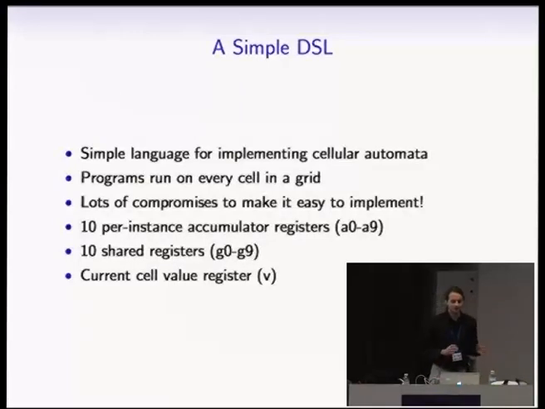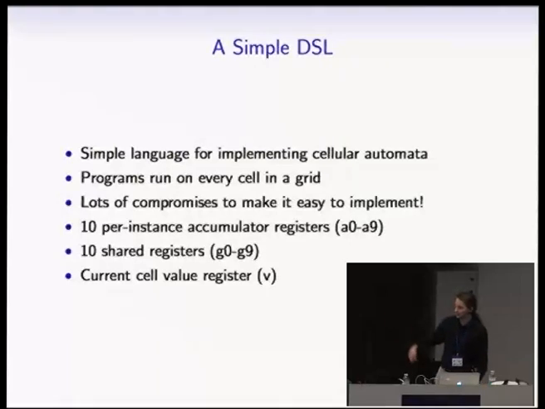So a cellular automaton is basically a grid containing values, and a program runs on each square in the grid, and it computes some value based on the current value and based on the values of the neighbors. Because I was really lazy writing the parser, this language doesn't have named variables. It just has 10 local registers, A0 to A9, and 10 global registers, G0 to G9. And when the program starts running, all of these are zero. The local registers are reset to zero for every square. The global ones are not.